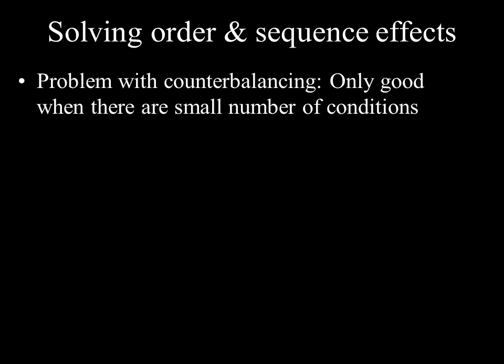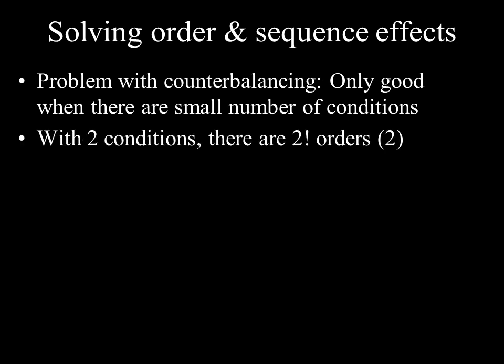Now, the problem with counterbalancing, however, is that this only works when you have a small number of conditions. And the number of orders that you would need to counterbalance is determined by using what's called the factorial. So the factorial is when you have n factorial. You multiply n times n minus 1 times n minus 2, down to 1. Okay, so 3 factorial would be 3 times 2 times 1.